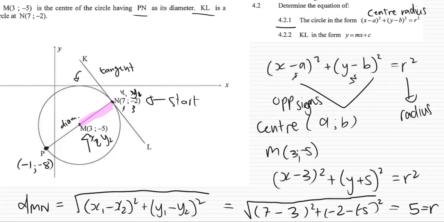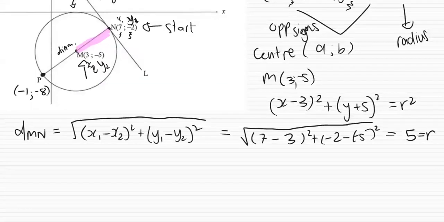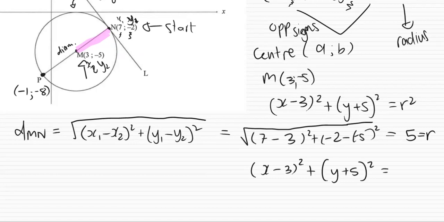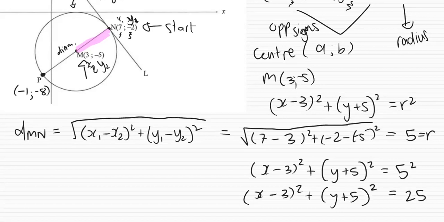And last step: (x minus 3) squared plus (y plus 5) squared is equal to 5 squared. So in the exam, you probably want to square that, and your final answer should be equal to 25, because 5 times 5, or 5 squared, is 25. Right, that's the end of question 4.2.1.